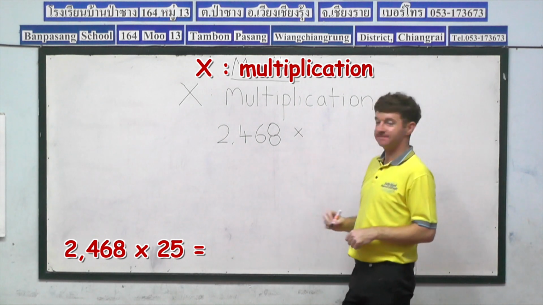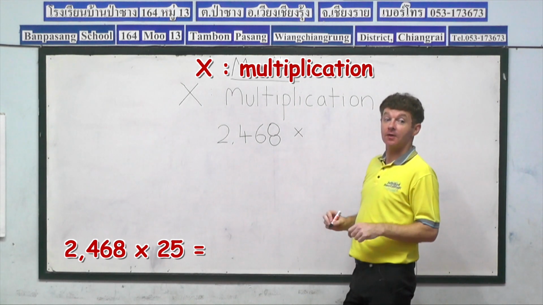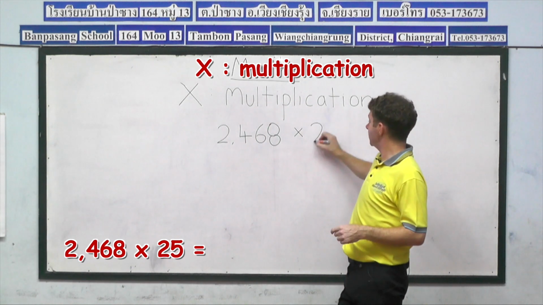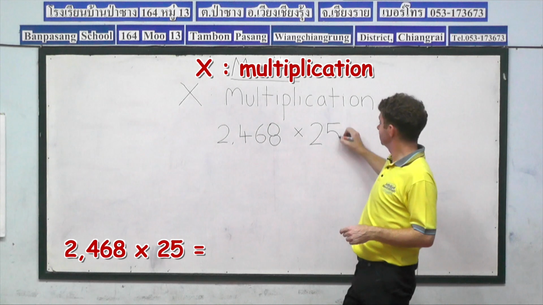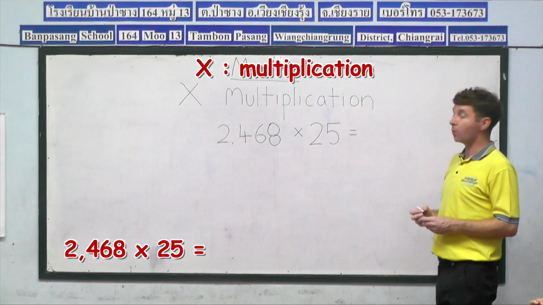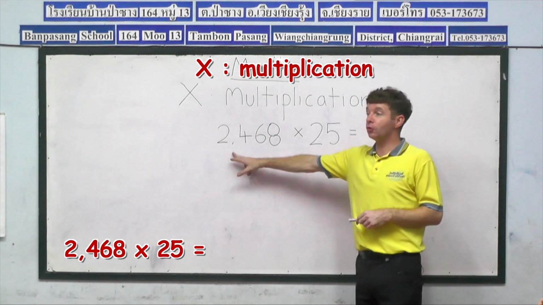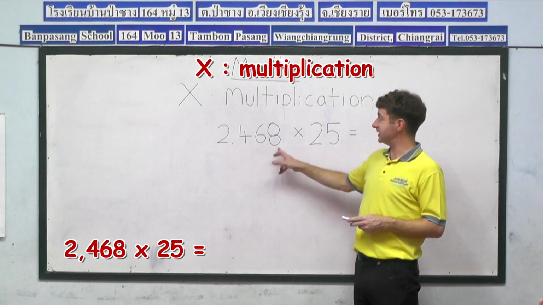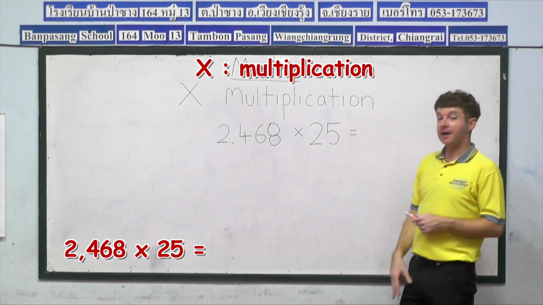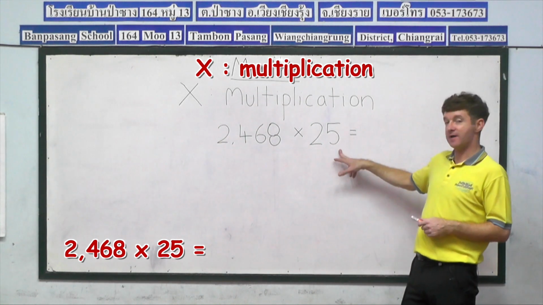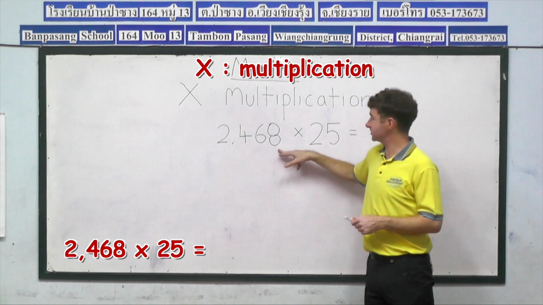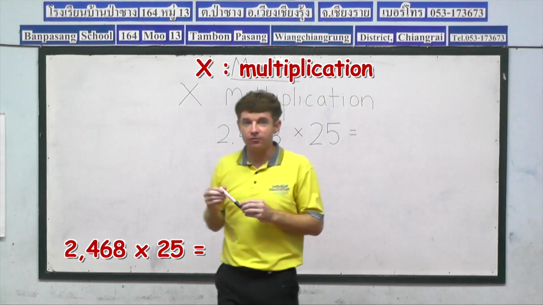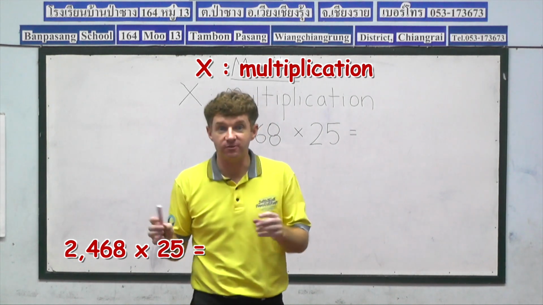Multiplied by 2 digits. 2 and 5. Okay, I heard 2 and 5. Equals. So our multiplication sum, 2,468 multiplied by 25. 4 digits by 2 digits. Now let's choose one of our students to come forward and answer this question properly.